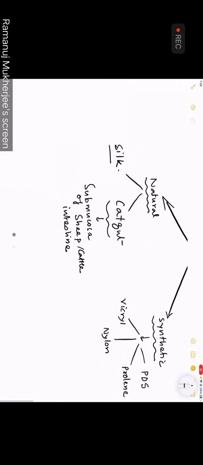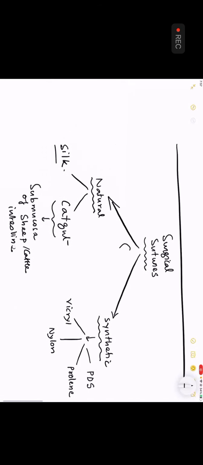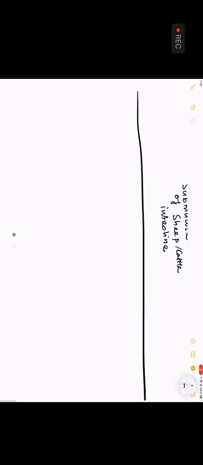Now, this is the first type of classification, dependent upon the source. Please tell me when you have completed writing. Done. Now the next classification is dependent upon the physical quality of the suture.